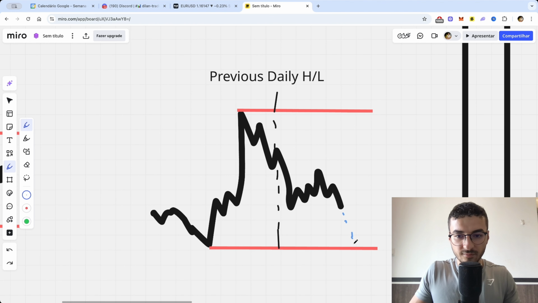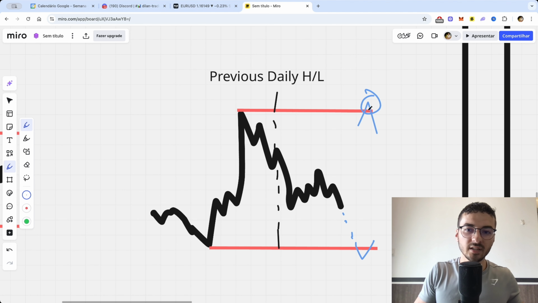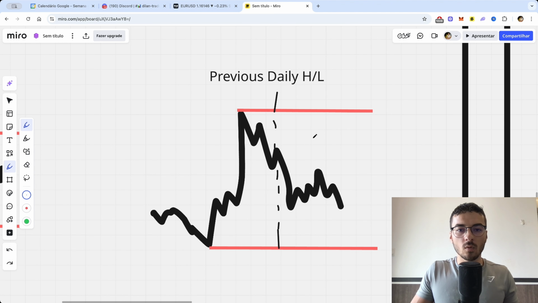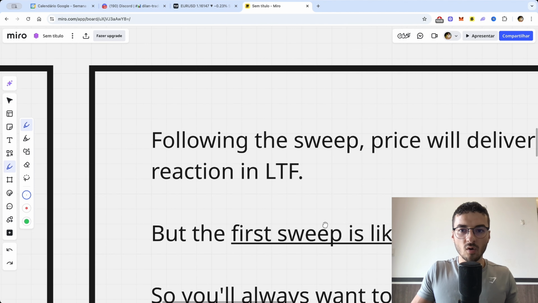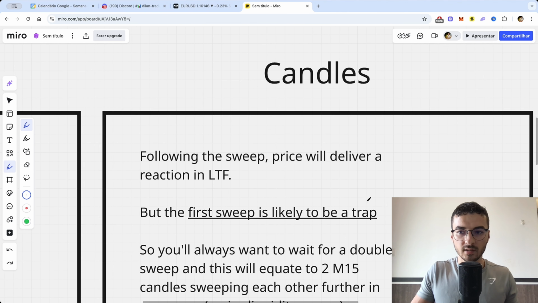And then once we finally see one of these two liquidities, then it's the external type of trade. Then it's external to the liquidity, which is more likely to deliver a bigger move. Now, once we sweep one of these liquidities, we're gonna go over the strategy real quick of the candles.